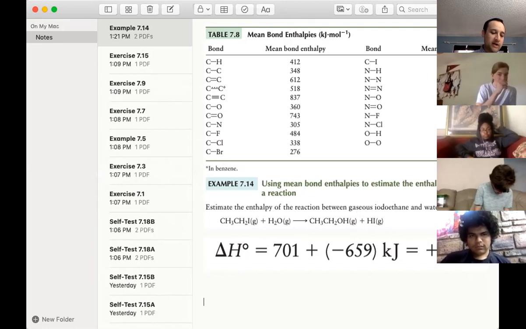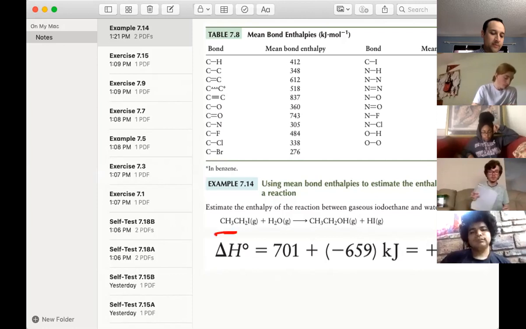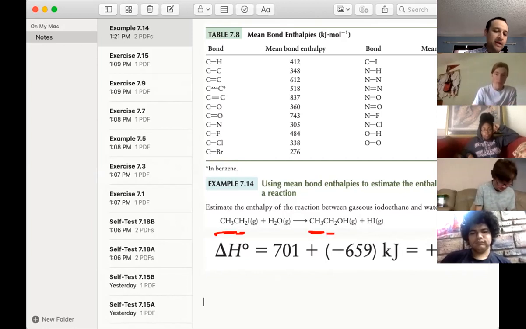But we're going to use these bond enthalpies. The first thing we have to know is how many of each type of bond there are, reactants versus products. So let's get that out of the way to begin with. On the reactant side, you've got 1, 2, 3, 4, 5 CH bonds. On the product side, you've got 1, 2, 3, 4, 5 CH bonds. The mean bond enthalpy for a CH bond, as shown in the table, is 412 kilojoules per mole.